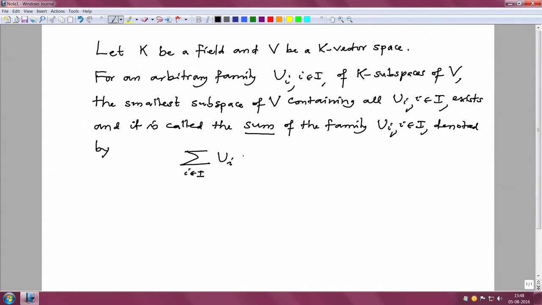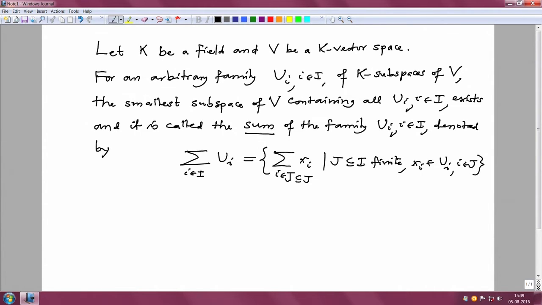This one can also describe elementwise. This is nothing but all finite linear, not finite, sums of x_i, where J is a finite subset of I and each x_i belongs to U_i for i in J.